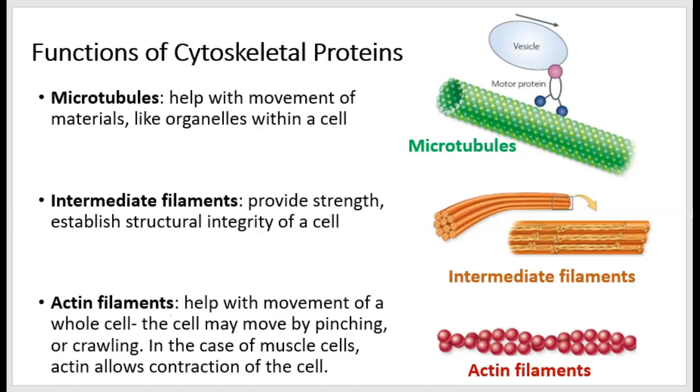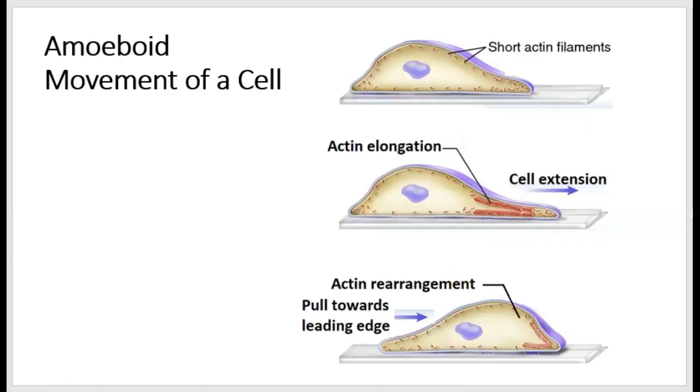The middle picture shows intermediate filaments, which provide the cell with strength and structural integrity. The bottom picture depicts actin filaments, which can shorten and lengthen. When actin filaments lengthen or elongate, they will extend and the adherent membrane will extend with them. This allows a whole cell to move by a crawling mechanism, sometimes called amoeboid movement. This occurs particularly when white blood cells move from our bloodstream to a region of tissue that is inflamed.